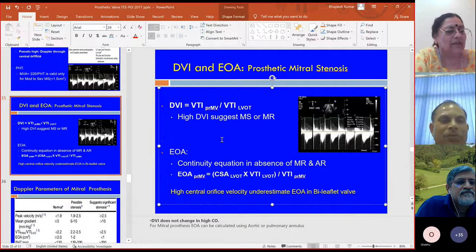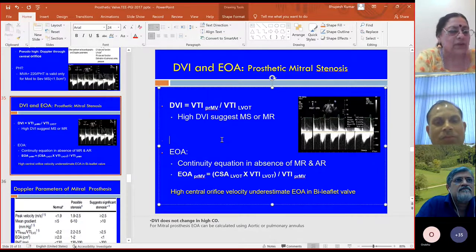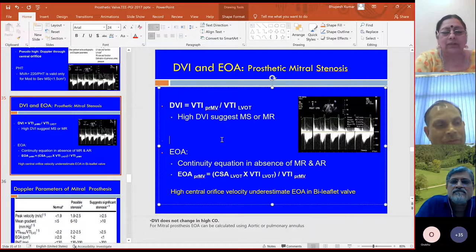In the case of the aortic valve, it is the reverse. That is, the VTI of the prosthetic aortic valve you are putting in the denominator, and in the numerator is VTI LVOT. That is all. Plus, you should remember the normal values, and the values at which we consider it significant stenosis.